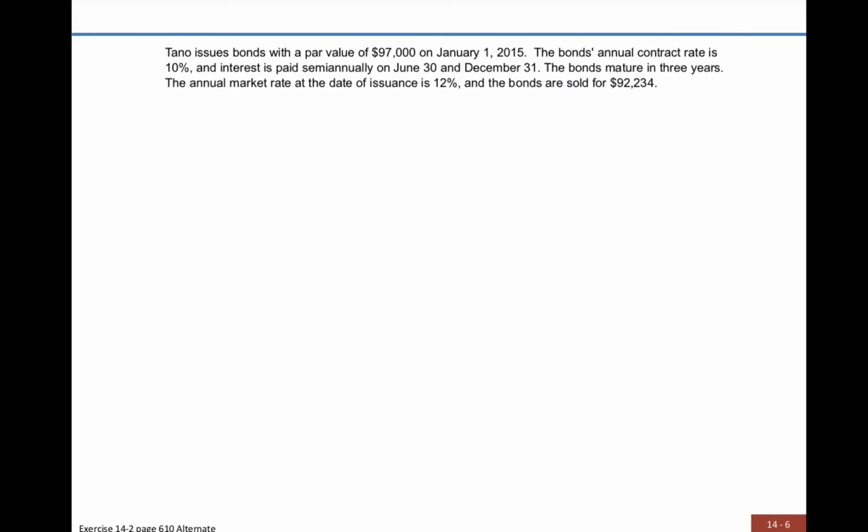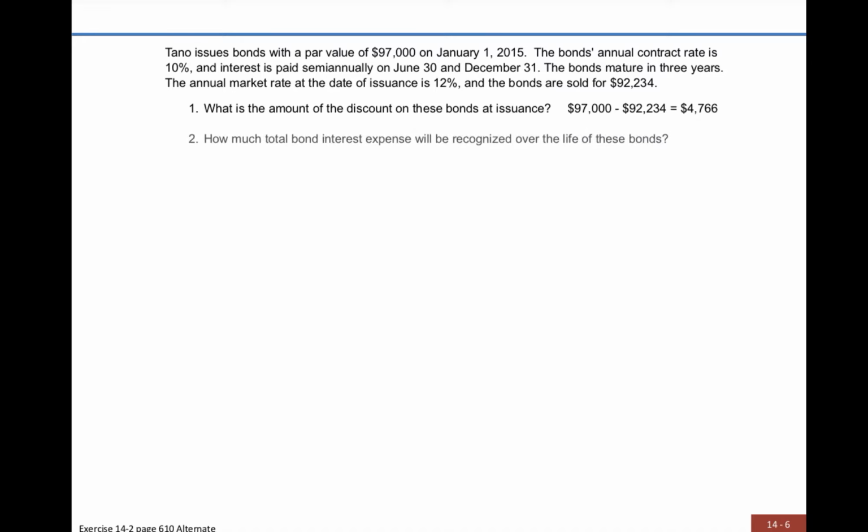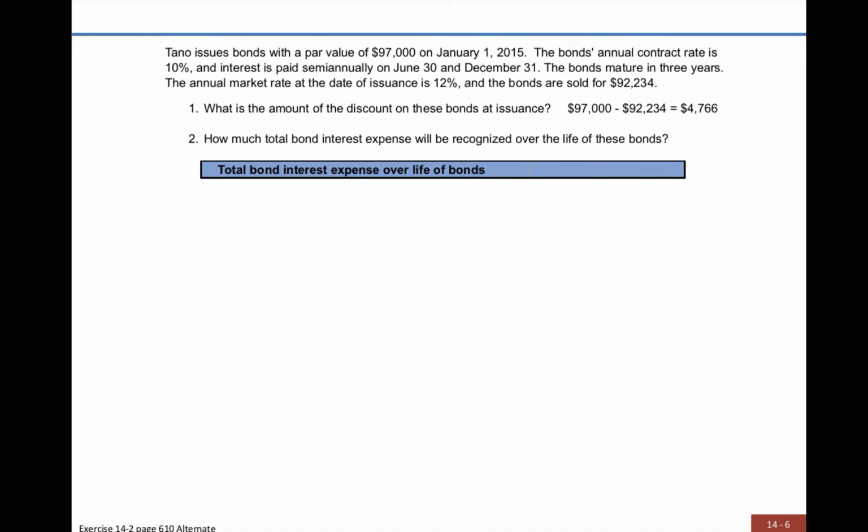TANO issues bonds with a par value of $97,000 on January 1st, 2015. The bonds' annual contract rate is 10%, and interest paid semi-annually June 30th, December 31st. Bonds mature in 3 years. Annual market rate at the date of issuance is 12%, and the bonds are sold for $92,234. What is the amount of discount on these bonds at issuance? Again, $97,000 minus $92,234.